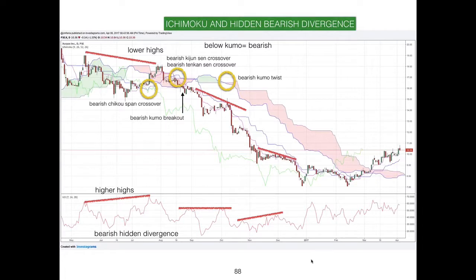So if you're shorting a position like this, just keep holding until you see a sign of reversal. From the bearish hidden divergence, we also see the bearish Kumo signals. So what are your levels to consider?